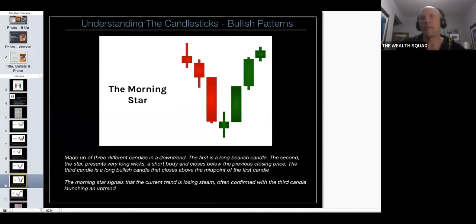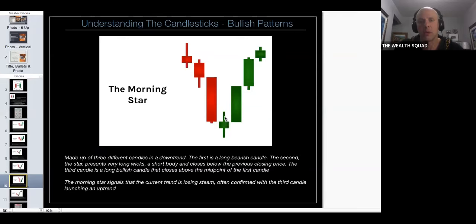And here next we have the Morningstar candle, right? So the Morningstar candle is made up of 3 different candles in a downtrend, right? Again, left to right, you see the downtrend happening. The first is the long bearish candle where this broke to the downside. The second, which becomes the star, the central point, right? It's the meeting point, and it presents very long wicks, has a short body, and closes below the previous closing price, which is right here, right?